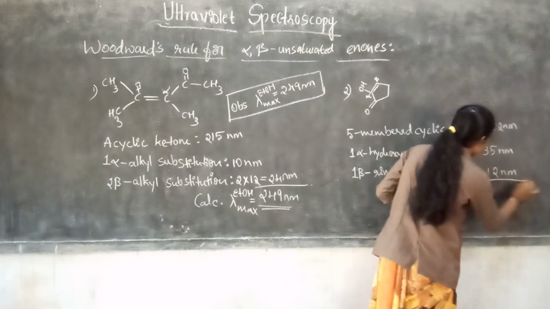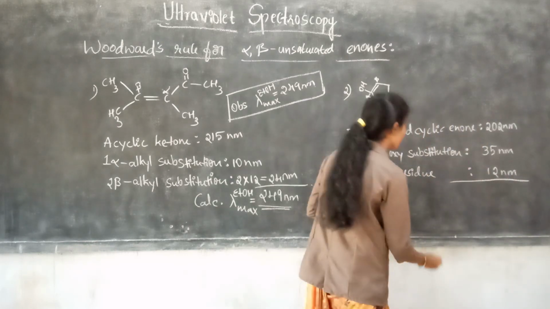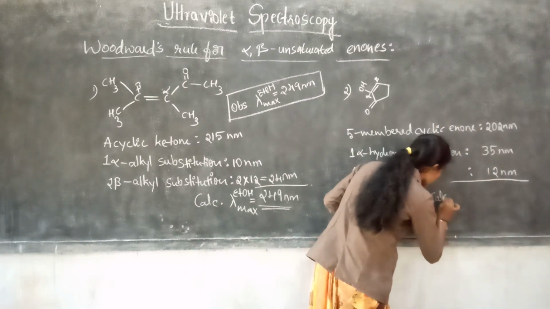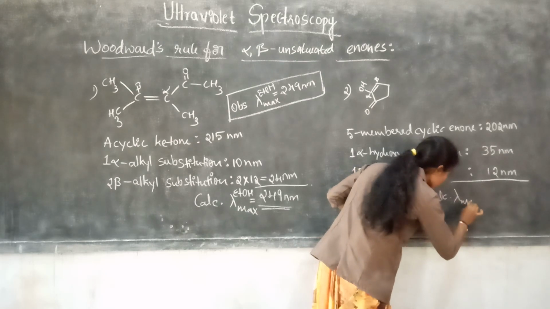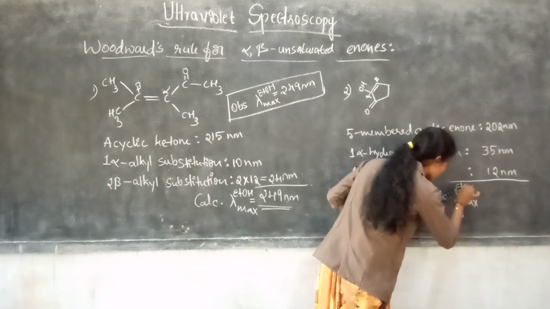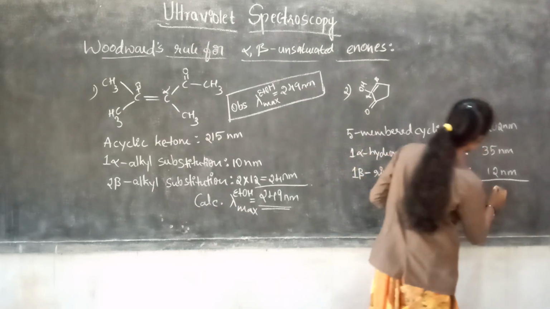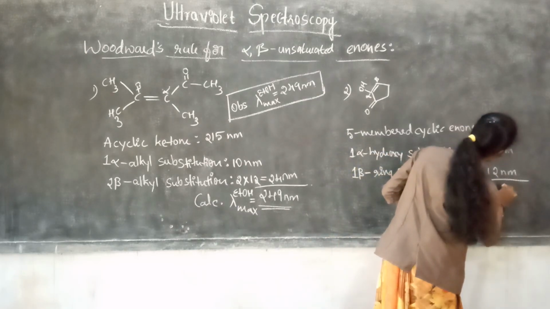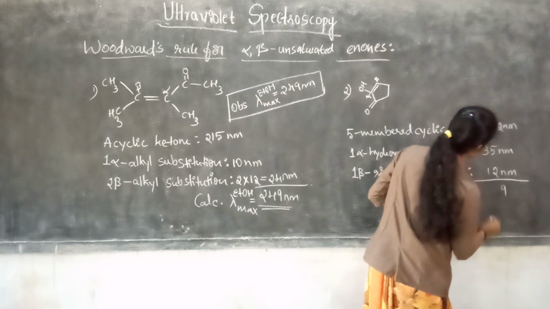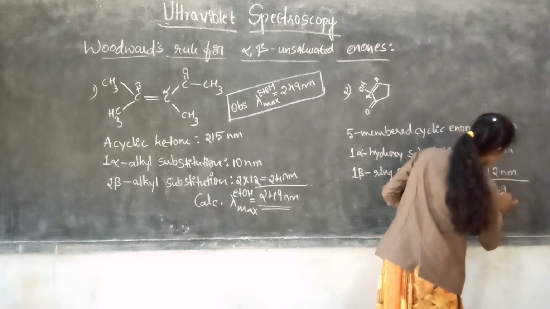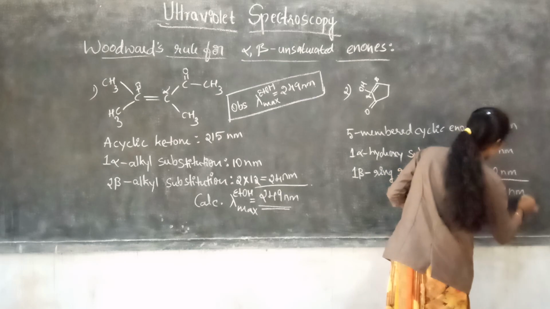Now we will calculate the total absorption maxima. The calculated total absorption maxima with ethanol as the medium is 249 nanometer.